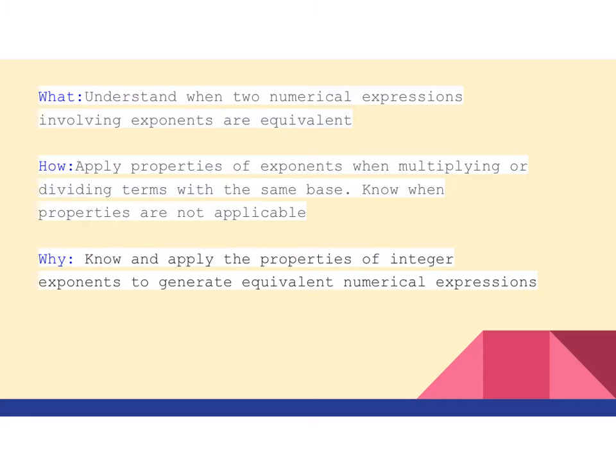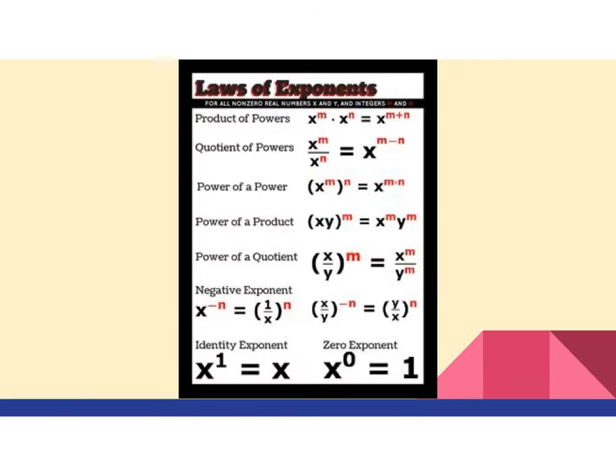So let's take a look at our CLO. We're going to understand when two numerical expressions involving exponents are equivalent. We're going to apply these properties so that we can work with them when we get to the power of a power, product of a power, power of a product, and quotient rule. And then the why is to know and apply the properties of integer exponents to generate equivalent numerical expressions. So that's what we're really going to dip into here with our standard form into expanded form.